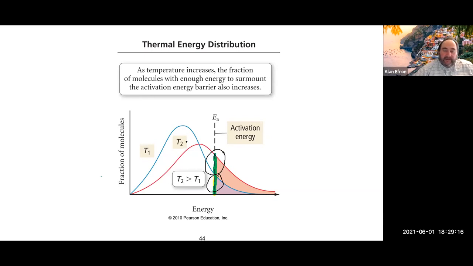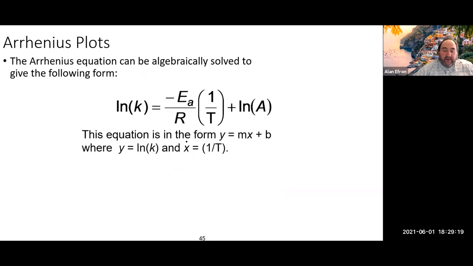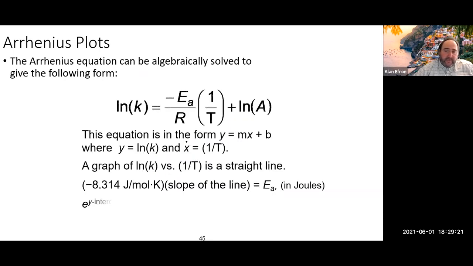So again, increasing that temperature really does have an effect on what we see in terms of how fast or slow reactions take place. We do want to be careful if we do anything mathematically with this sort of equation.